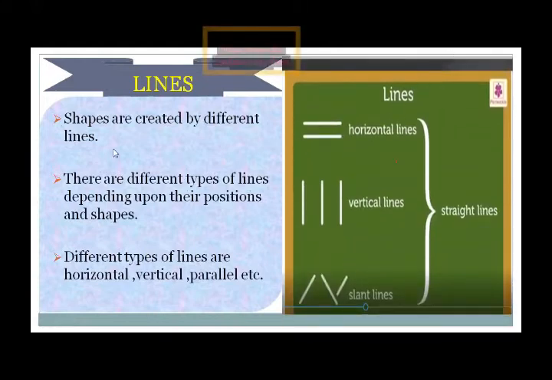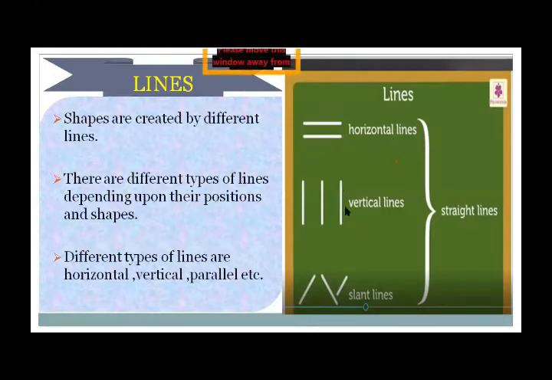I am sharing with you about the lines, and the pictures of lines are here. Shapes are created by different lines. These lines help you in creating any shape. These types of lines are called horizontal lines. You can see these horizontal lines in your English copy. Think about your English copy: you have 4 lines, and these 4 lines are horizontal lines.